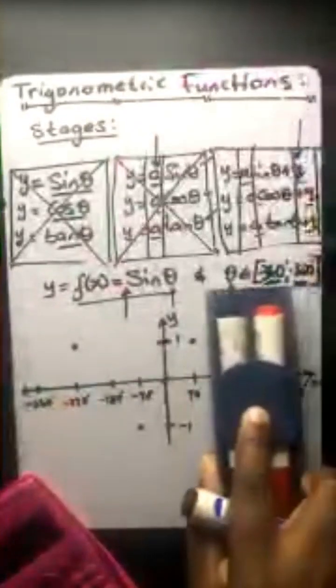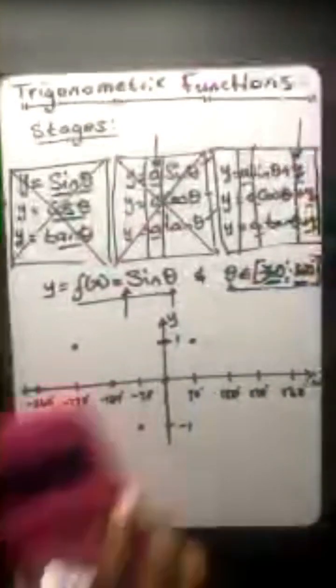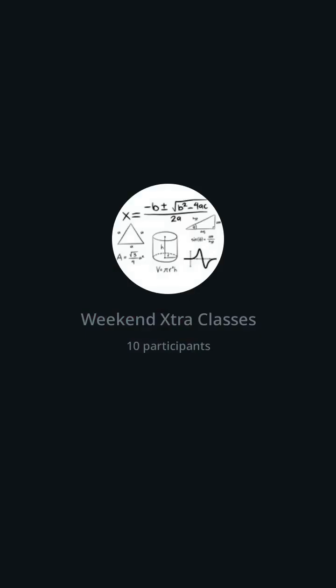Let me remove that because it's not part of the question, just to get some space. So let's see. We now go to 180. You go edit, then you go to 180. At 180, it's 0 there. It goes to 270. At 270, it gives you negative 1.